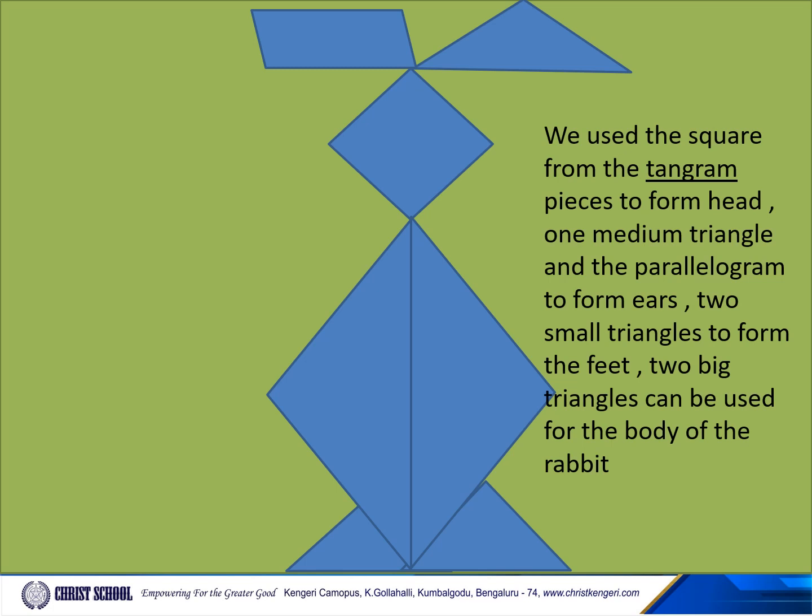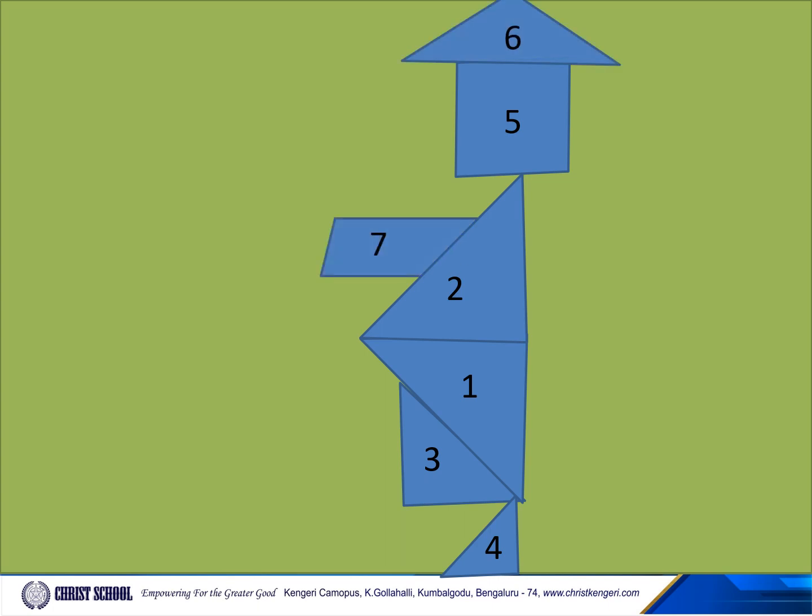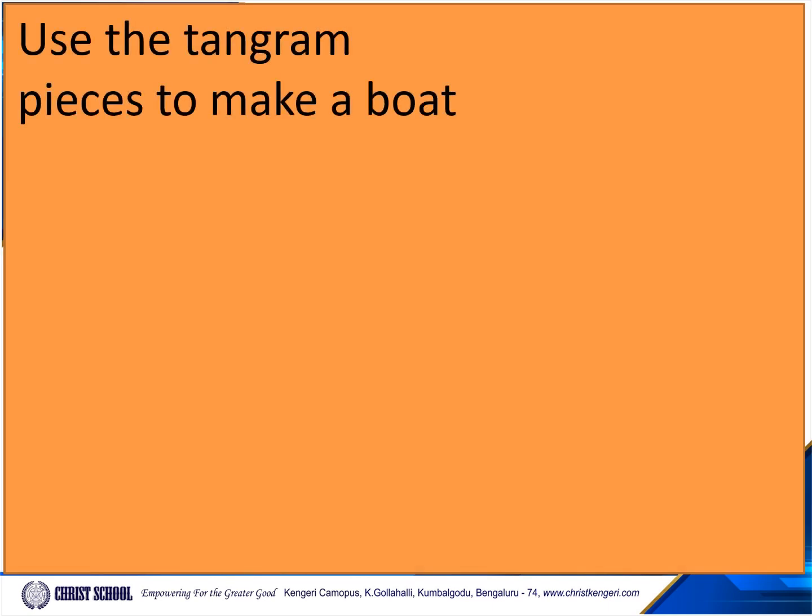We used the square from the tangram pieces to form the head, 1 medium triangle and the parallelogram to form the ears, and 2 small triangles to form the feet. 2 big triangles can be used for the body of the rabbit. Let us make a man using the tangram puzzle. Use the tangram pieces to make a boat.